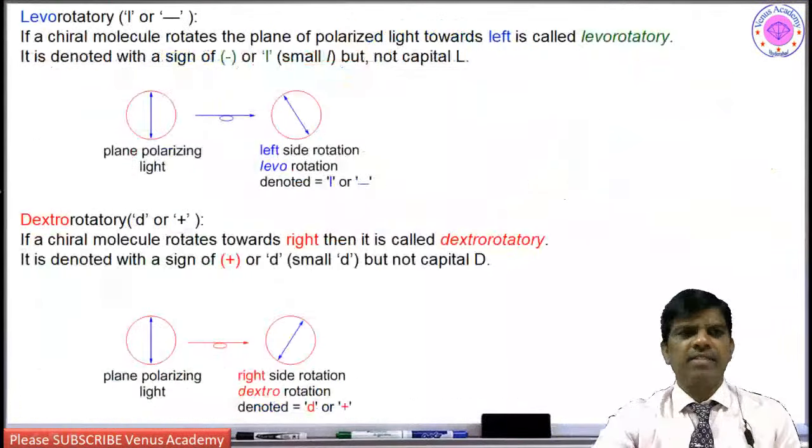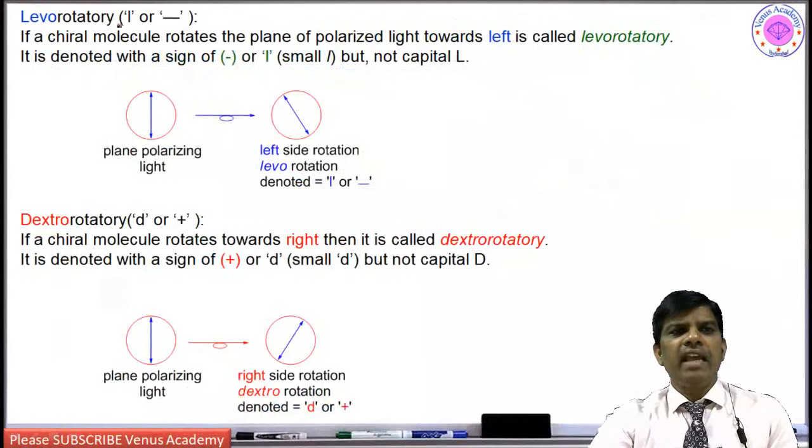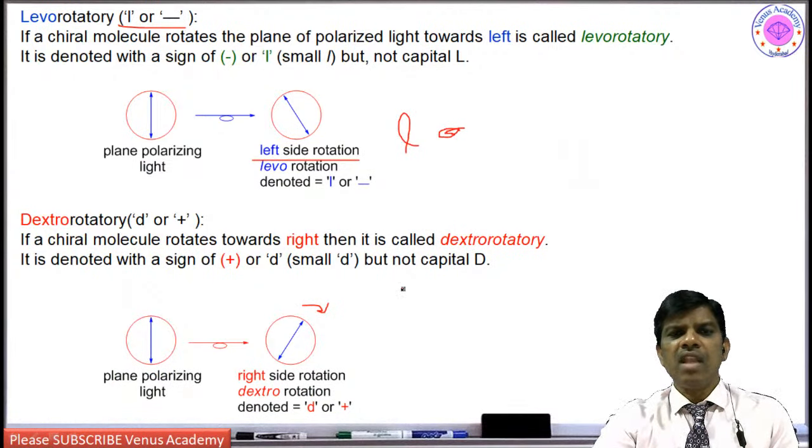Yes, students. Next. Levorotatory compounds are those which rotate plane polarized light towards the left, and compounds which rotate it to the right side are known as dextrorotatory. Levo is denoted as small l with a minus sign, and dextro as small d, which has a positive sign.